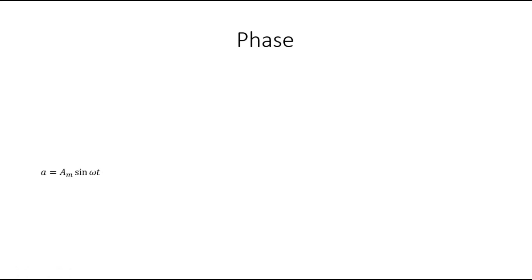Next term is phase. For a sine wave, a equals Am sin ωt, the plot will be like this. It starts from 0. At ωt equal to 0, the value is 0, and at ωt equal to π/2 it is Am. Again at π it is 0, at 3π/2 it is minus Am, and at 2π it is 0. So this is the waveform for a equals Am sin ωt.